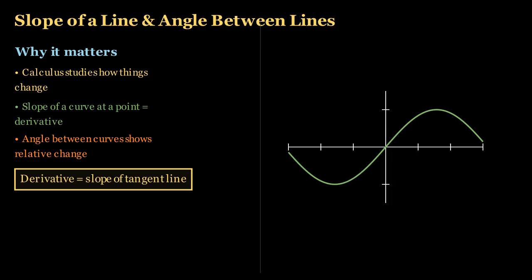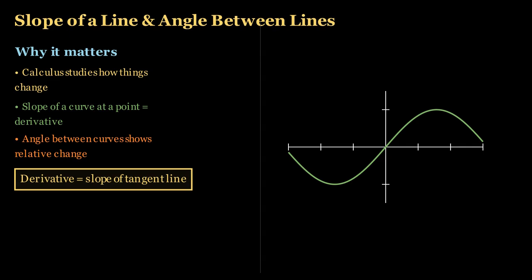So mastering slope and the angle between lines now is like learning the alphabet before you read. It's the basic language of change that calculus speaks. Let's build this from the ground up. You already know the Cartesian plane and coordinates.